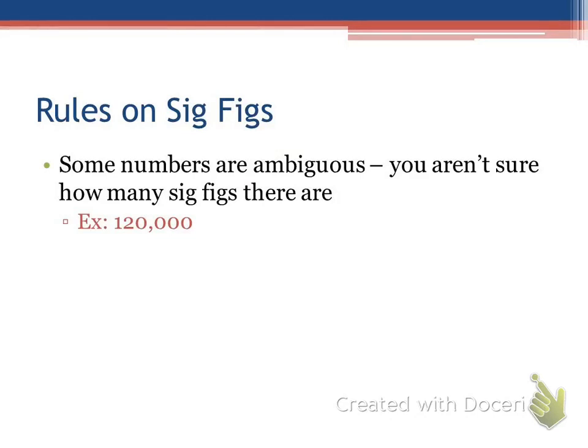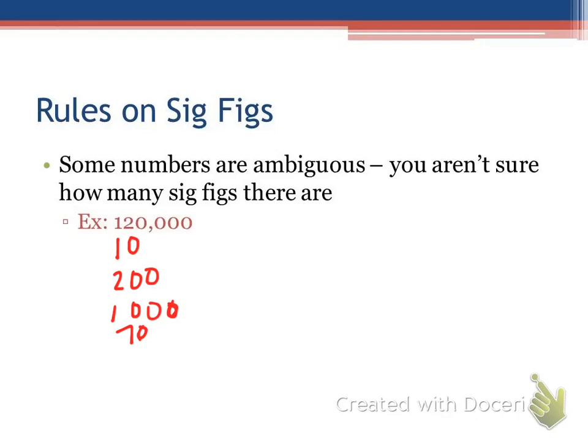Okay, an example of an ambiguous measurement is 120,000, or 10, or 200, or 1,000, or 70. Can you see what's in common with all of these examples of ambiguous numbers? They all end in a 0, and they have no decimal point, right?